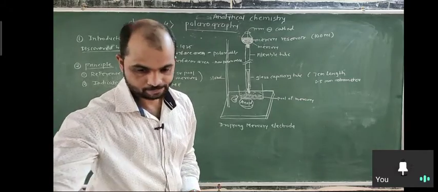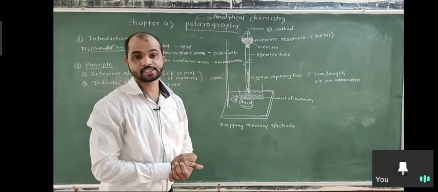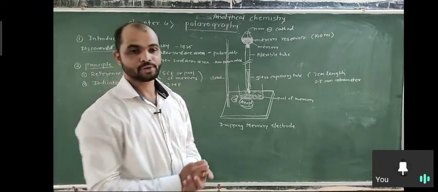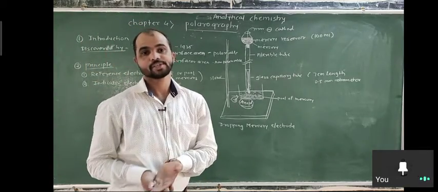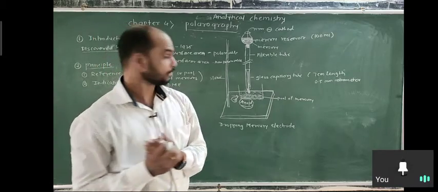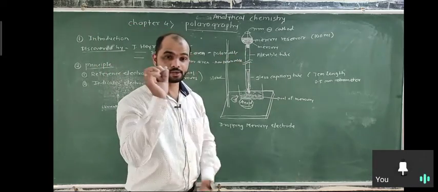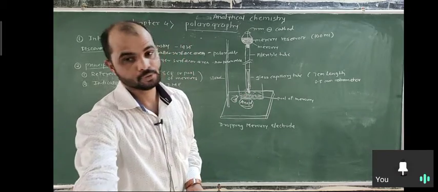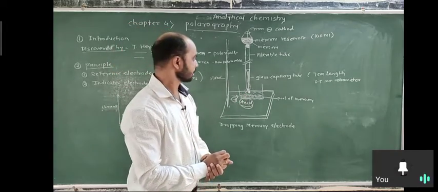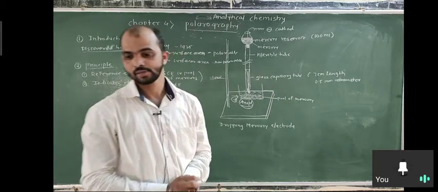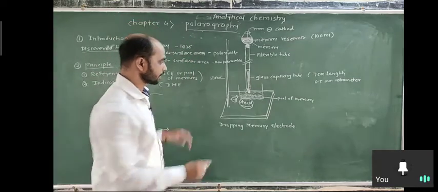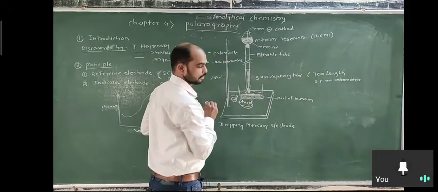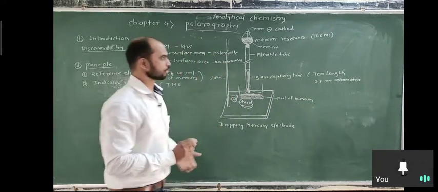So this technique has some advantages and some disadvantages. The first advantage is that mercury is very smooth because mercury is in the liquid state, and it shows a continuous and constant flow. Secondly, it is renewed and the surface area is reproducible, meaning here is the surface of mercury, and this surface area is again reproducible. That is an advantage of this technique.